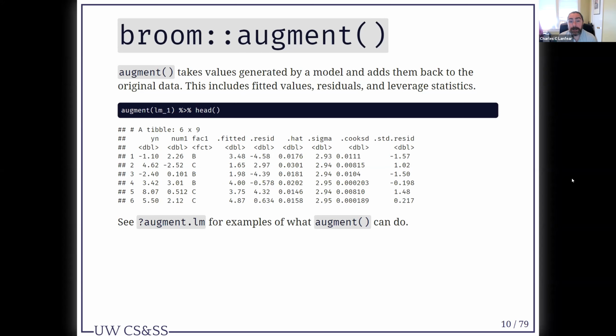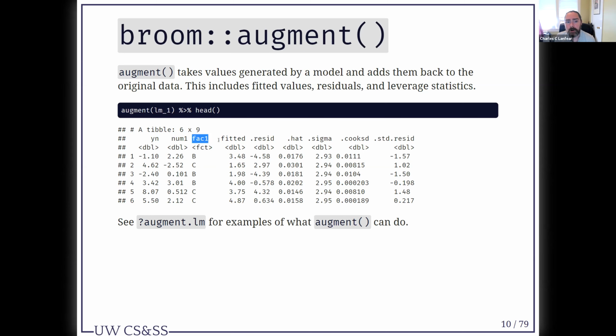Augment takes values generated by the model, like fitted values, and adds them back to the original data. So if I say something like, take my linear model 1 and augment it, here I'm just going to look at the first 6 observations because that's the default it had. It actually returns the entire data frame used to fit the model. What we're going to get is the original values of all the variables in the model, like yn, num1, fact1. This is the original data here.